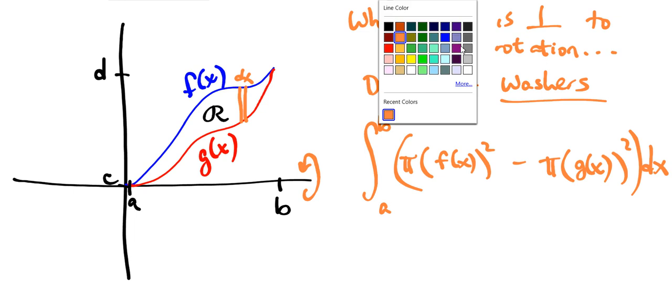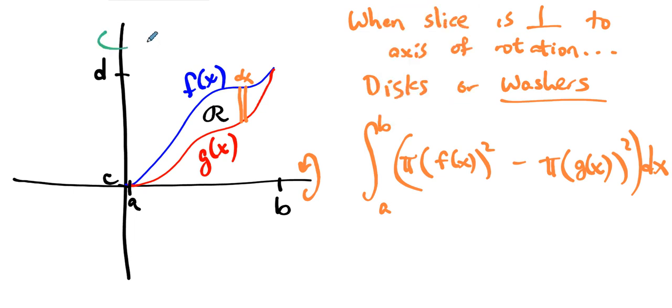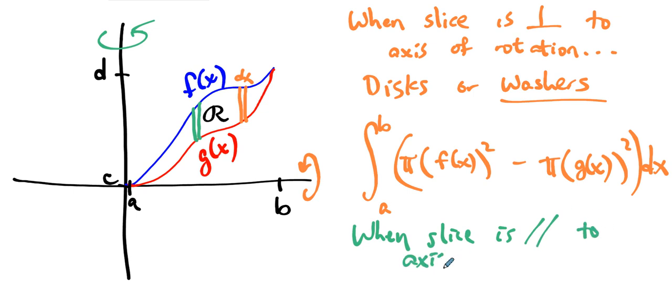Well, what if we go about the y-axis? If we go about the y-axis and we still want to do a vertical slice, when the slice is parallel to the axis of rotation, this is always cylindrical shells because we slice and then it goes around like so and you get a paper towel roll.